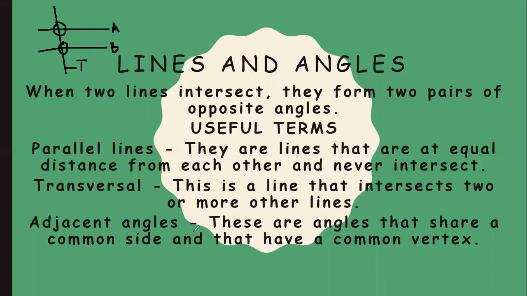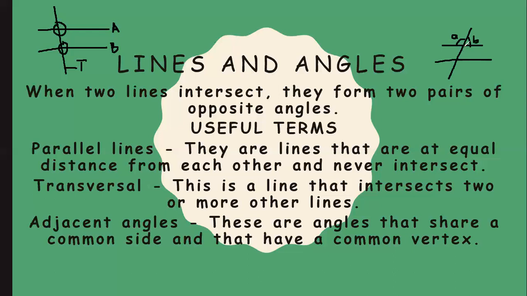Now the next one is adjacent angles. I say these are angles that share a common side and have a common vertex. Remember, we talked about vertex when we dealt with solid shapes, right? And we say a vertex is a point where two or more lines meet. Now let's assume we have these two parallel lines and this transversal cuts these two parallel lines. Let's also assume that this angle is angle A and this other angle is angle B.